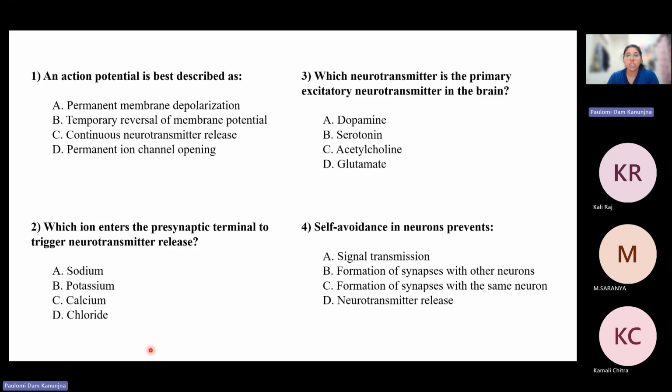Let's begin. So action potential can be best described as... which ion enters the presynaptic terminal to trigger neurotransmitter release? This we have discussed. Which neurotransmitter is the primary excitatory neurotransmitter in the brain? And self-avoidance in neurons prevents what? So we'll discuss what self-avoidance is also.